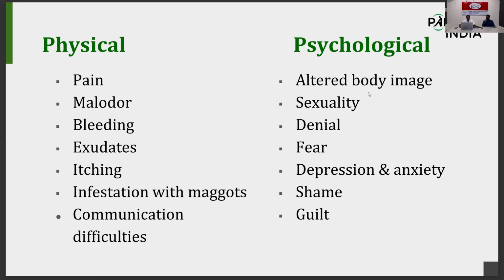Then malodor. Malodor is caused by the odor of anaerobic infection of the fungating wound and the odor of fatty acids produced in the necrotizing cancer tissue. We know there is an anaerobic infection, and there is a chance of production of malodors. So it is a major physical problem that we face in fungating wound. Third one is bleeding. How will bleeding occur?